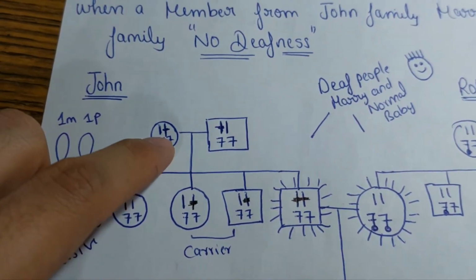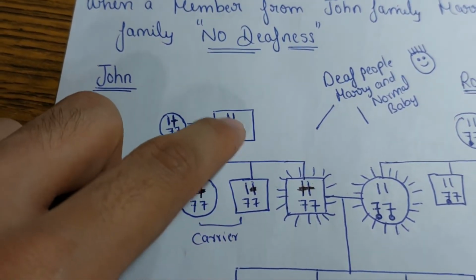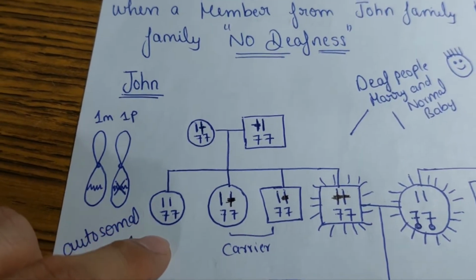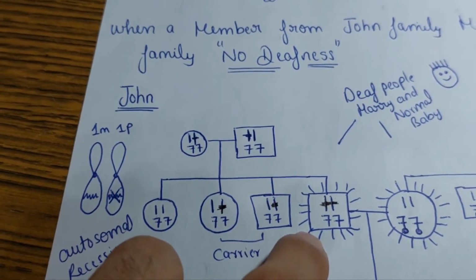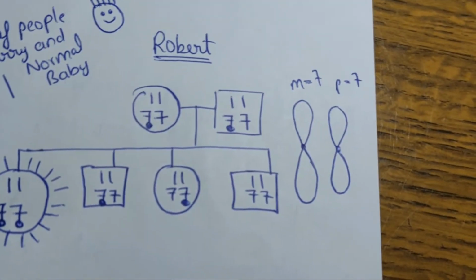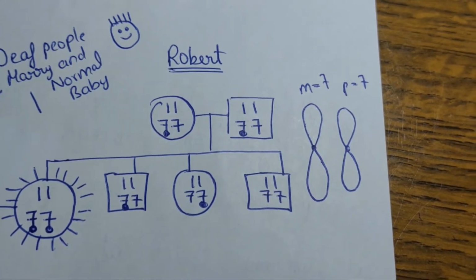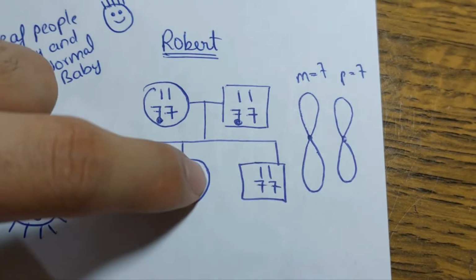For example, if we take this as John's pedigree, we saw chromosome 1 and 7 are present, for example. So one defective from here, one defective from here, heterozygous parents. So for the kids in John's family, there is a possibility that 25% will be normal, 50% will be carriers, and 25% will be deaf kids. The same goes if we see Robert's family, heterozygous, and 25% are deaf, 50% are carriers, and 25% totally normal.